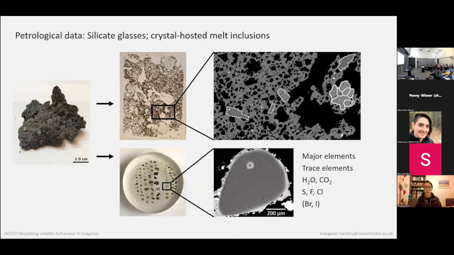Water, CO2, sulfur, fluorine, and chlorine are fairly straightforward to measure by a variety of electron probe, SIMS, FTIR, and in some instances, we can even start measuring more exotic volatile species like bromine and iodine. And of course, we might want to be measuring these kinds of things in experiments as well.